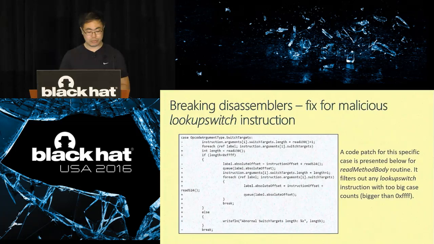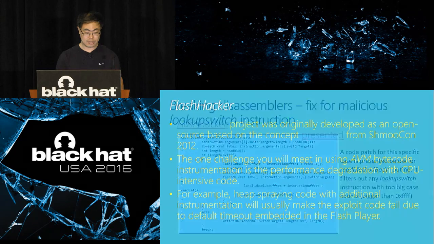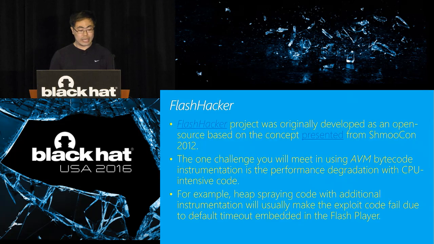But you can just patch RABCDAsm because it's open source, and you can limit the length of the lookup switch to small numbers, and you can skip those invalid lookup switch statements. So that is one way you can reverse engineer Flash exploits.